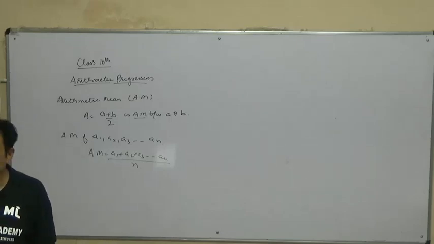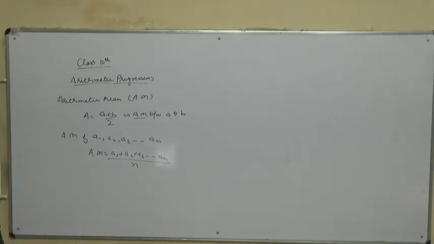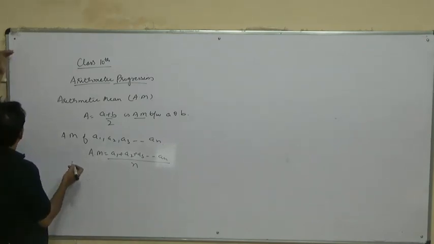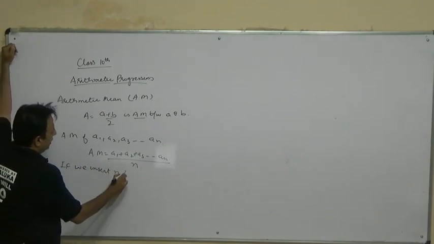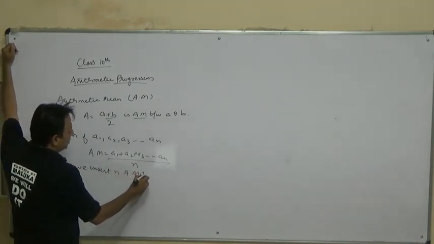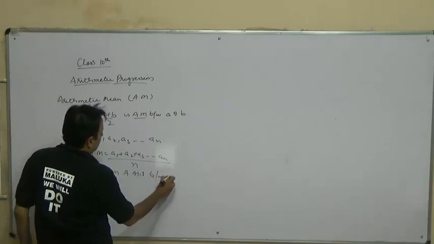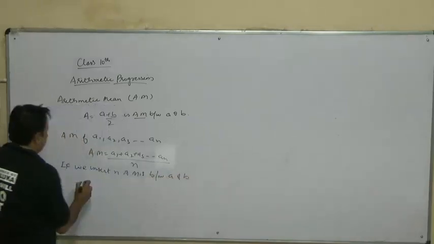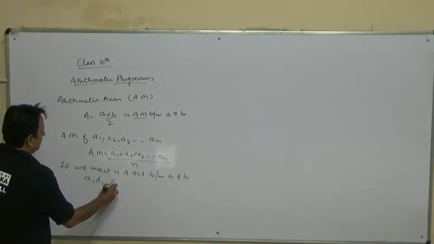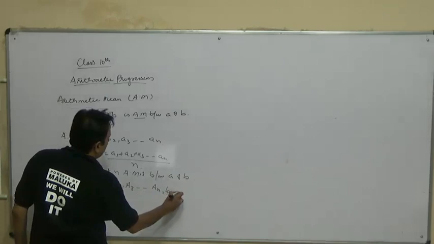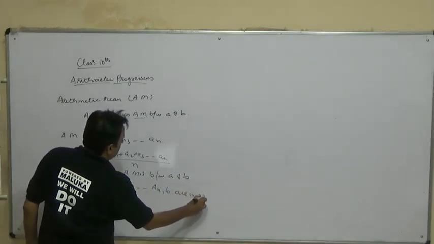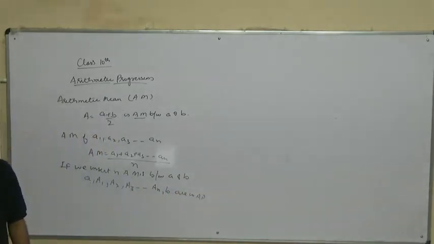Now we can insert any number of arithmetic means between two numbers. The rule is this: if we insert n arithmetic means between A and B, then A, A1, A2, A3, ..., AN and B are in AP. So the resulting sequence will be in AP.